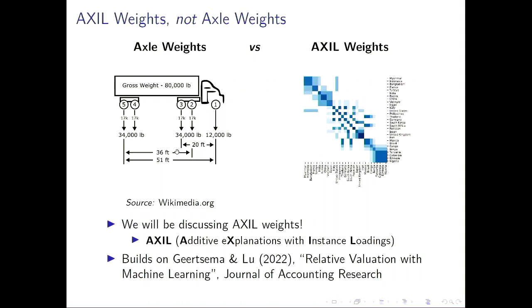So, of course, if you have something like this, you need to give it a name. I've settled on axle weights, so there's the original axle weights and then there's my axle weights. They're not the same thing. And this builds on previous work with my co-author, where we actually applied some of this in a practical setting, valuing companies directly from accounting data. But the focus here is more on the algorithm and what you can do with it.